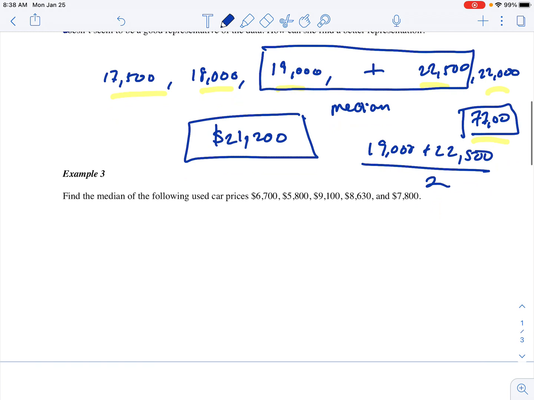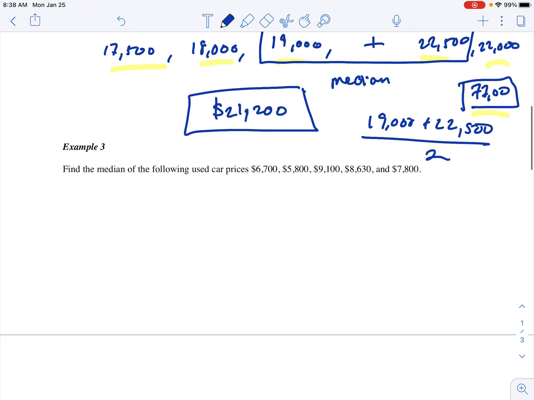And looks like we'll probably be getting it on this one, on example 3. Okay, so we want to find the median of the following used cars. We've got 1, 2, 3, 4, 5. I'm missing one here. 8630. I'm actually missing one here. This should be 8650. And then we're missing 7700. Okay, so we'll put in ascending order.